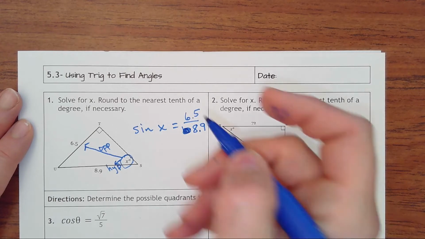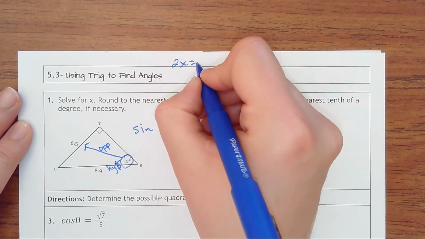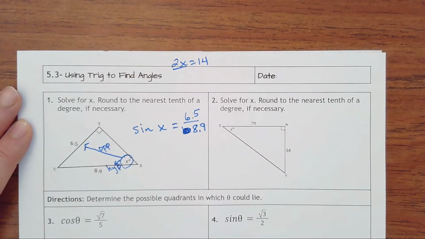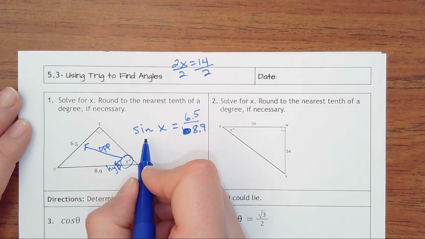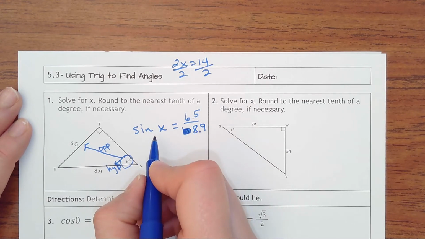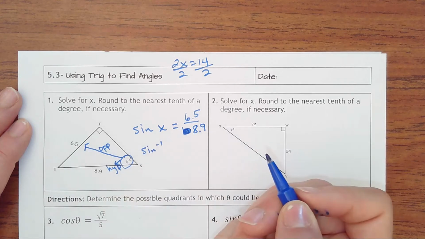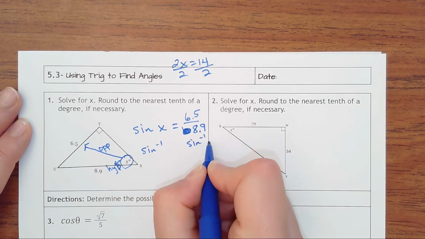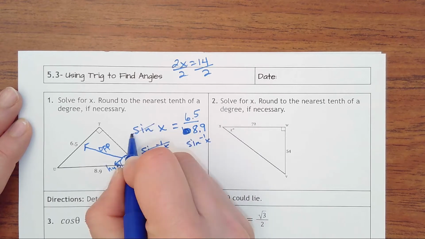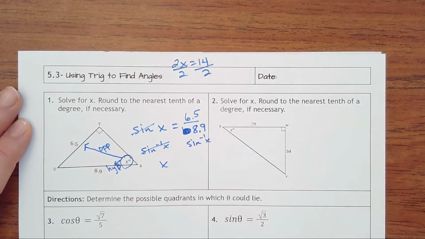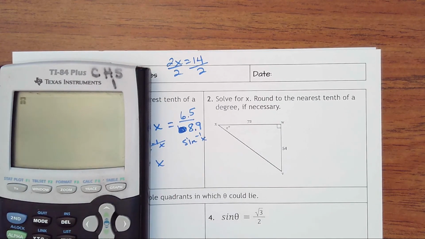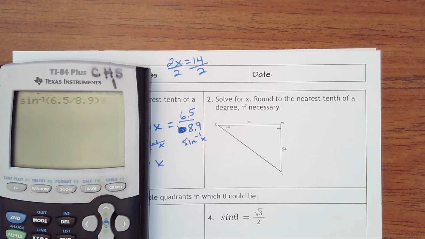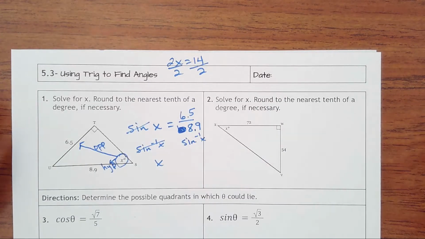Just like if we have an equation where it's 2x equals 14, we get rid of the 2 by dividing. We're going to get rid of the sine, but not by dividing. There's what's called inverse sine, and that's sine with a little -1. If I do that to both sides, the sine cancels out and leaves me with just x, and then all I have to do is put that in my calculator. Again, we should still be in degree mode. I'm going to do second sine of 6.5 divided by 8.9, and it gets me 46.9 degrees.